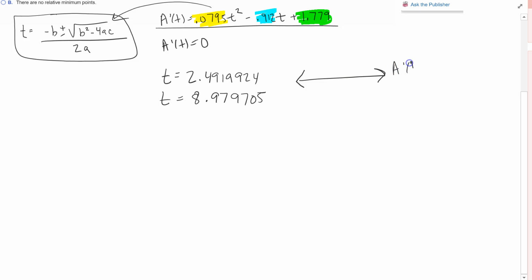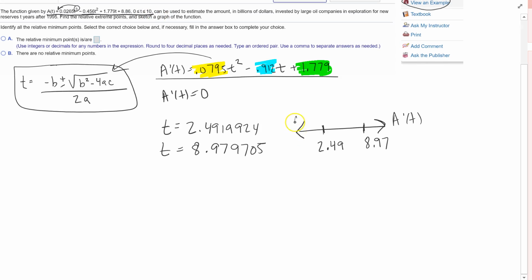So if I'm looking at the first derivative and I'm looking at 2.49 and 8.97, our interval only goes between 0 and 10. So I want to look at the sign of this function. If I plug in a number less than 2, so if I plug in 1, I want to know the sign of the derivative. If I plug that in, I get that the derivative is positive. And I can see if I plug in t equals 0, then I get 1.779, which means that's positive.